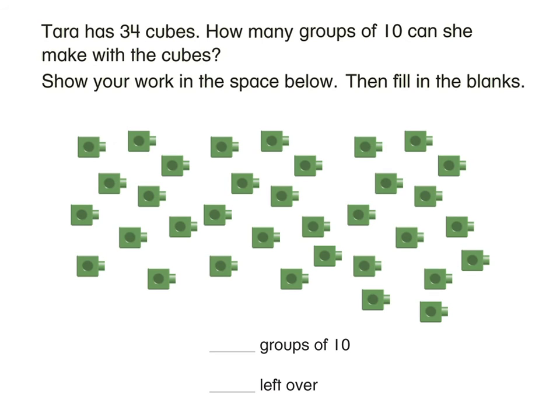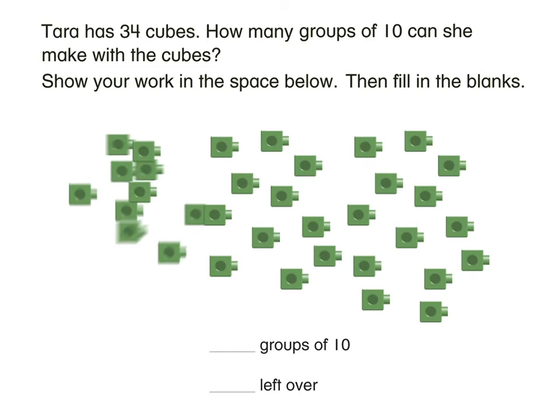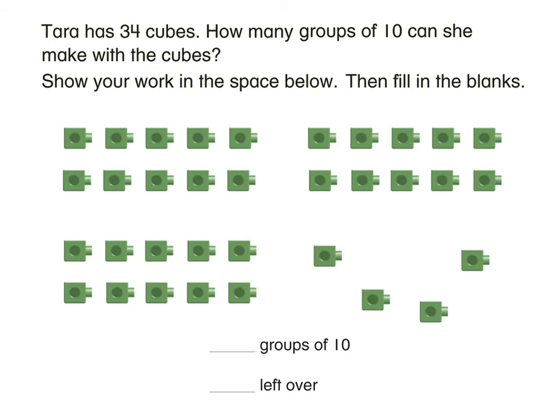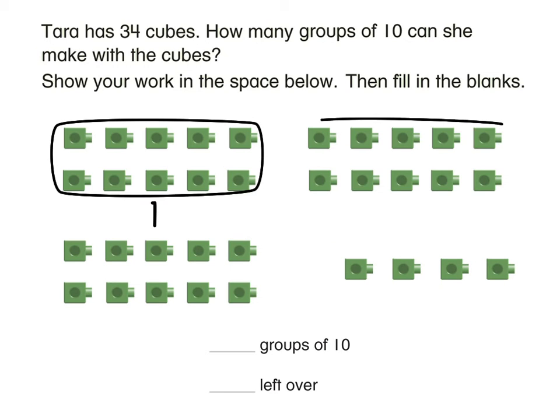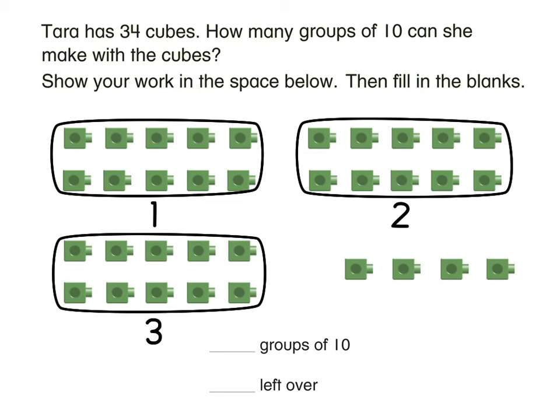Listen and look for other students who separate 34 cubes into as many groups of 10 as possible. They find that they made 3 groups of 10. Then they count how many cubes are left over. 4 are left over. So Tara can use 34 cubes to make 3 groups of 10 with 4 left over.